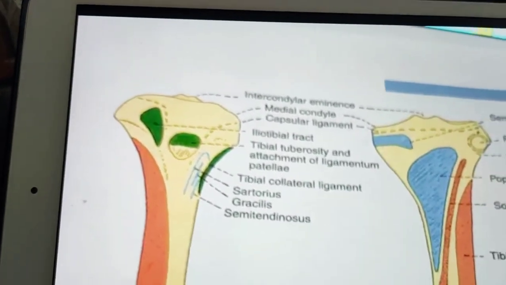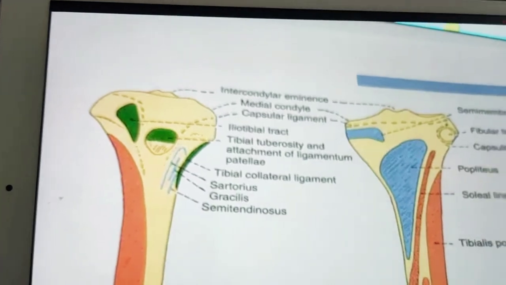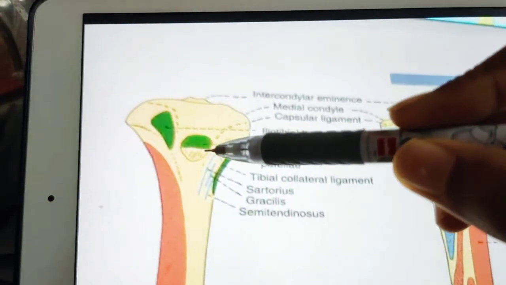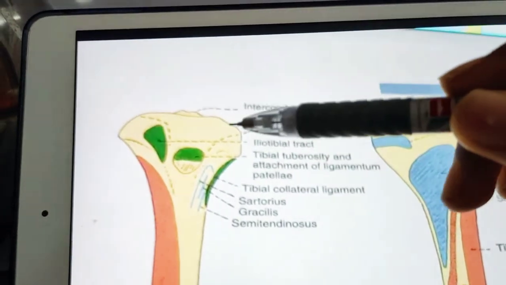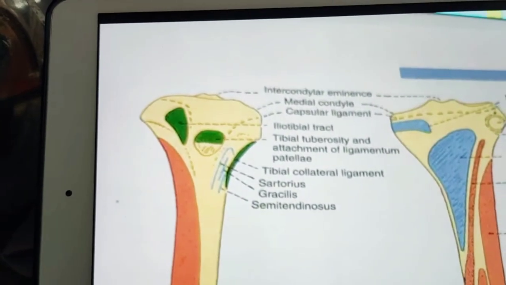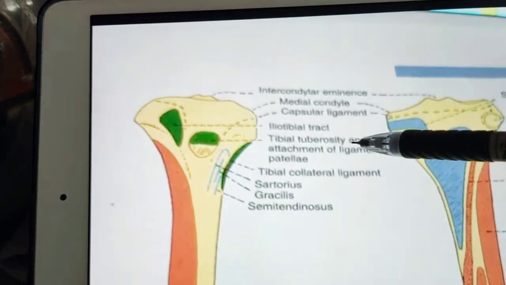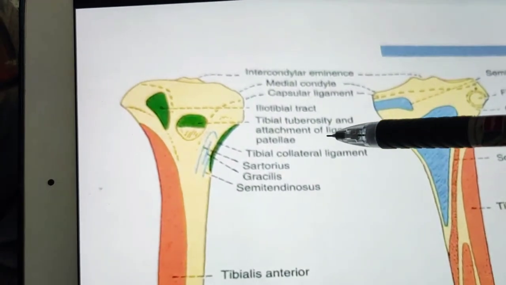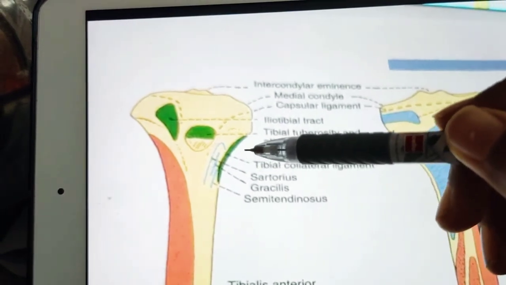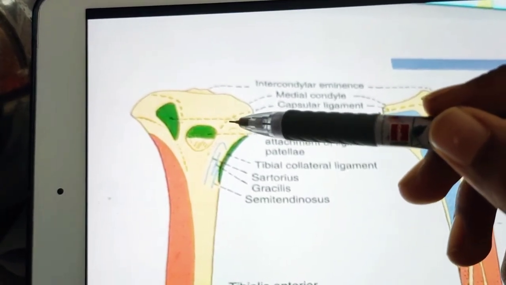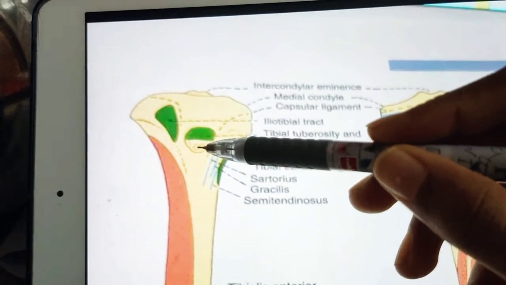Now next, coming to the attachment on tibial tuberosity. The tibial tuberosity gives attachment to ligamentum patellae, and it is attached to the upper smooth part of tibial tuberosity. And the lower rough area of tuberosity is subcutaneous, but it is separated from skin by subcutaneous infrapatellar bursa. So lower area is subcutaneous.